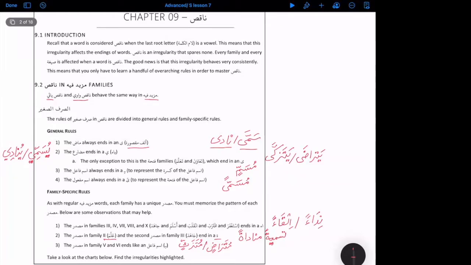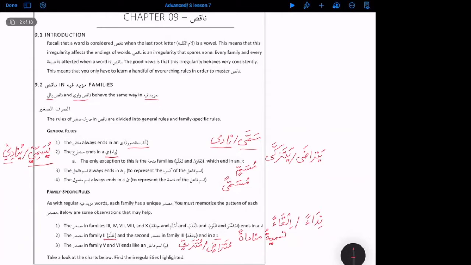Then the Mudari ends in Ya. So for Samma, it will be Yusammi. You see that this Ya has dots now, right? So it is ending on Ya. Same, Nada will become Yunadi. So this Ya has dots now. So this is Ya now.